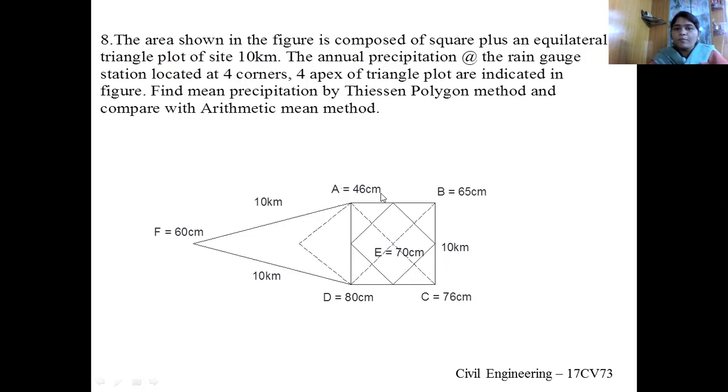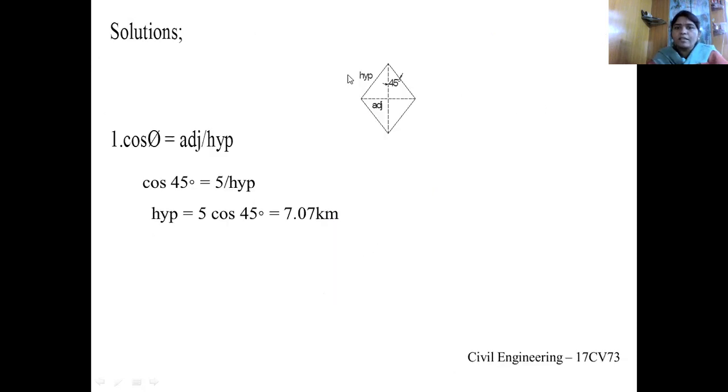So in this problem, for this extra area, we need to find the inner square and then outer minus inner, divided by 4 parts, will give this area. Again, 1/3 of this area will be given to A1 and D. Similarly, we proceed with the calculations. You take this inner square where it makes 45 degrees. Therefore, cos phi is equal to adjacent side by hypotenuse. It is 45 degrees, cos 45 is equal to 5 by hypotenuse, since the sides are 10 and half is 5. So hypotenuse is equal to 5 by cos 45, which is 7.07 kilometers.